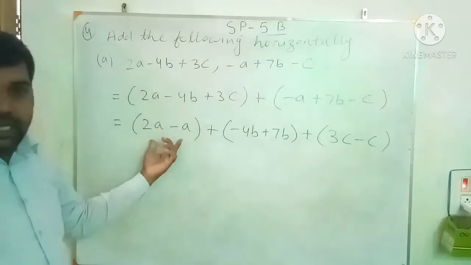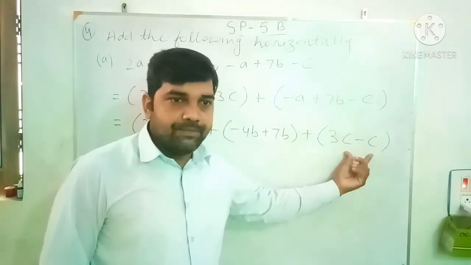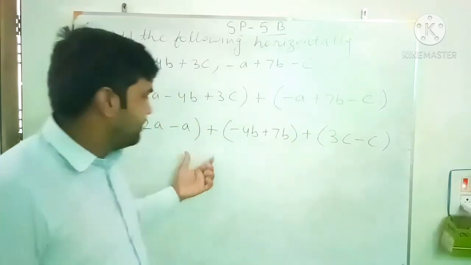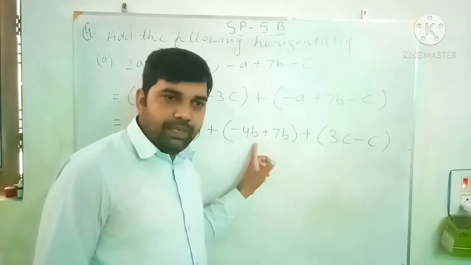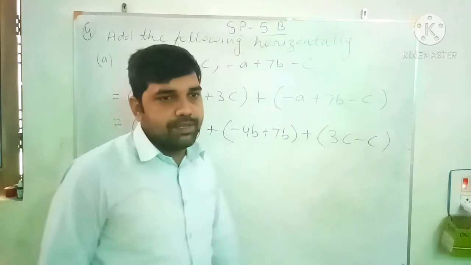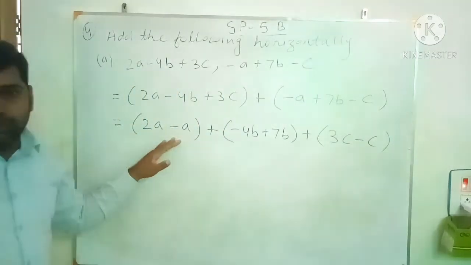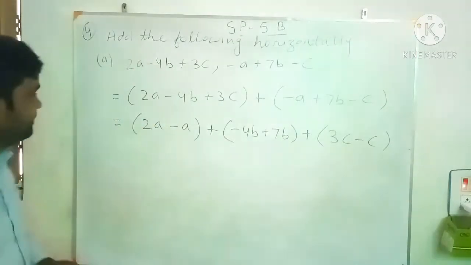One group of variable a, second the group of variable b, and third the group of variable c. Now in brackets we have the like terms. See, a and a both are like terms. Here also variable b and b are like terms. Here also variable c and c both are like terms. Between the like terms we can do addition and subtraction. That's why we have made the groups of like terms.